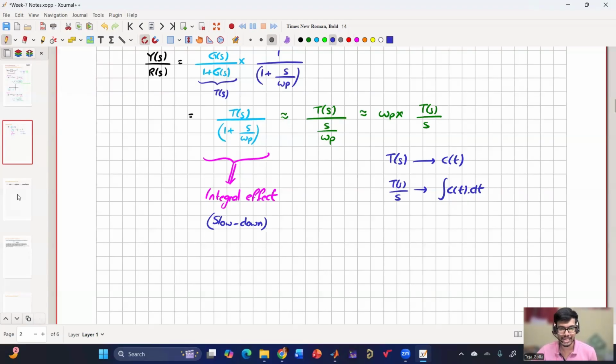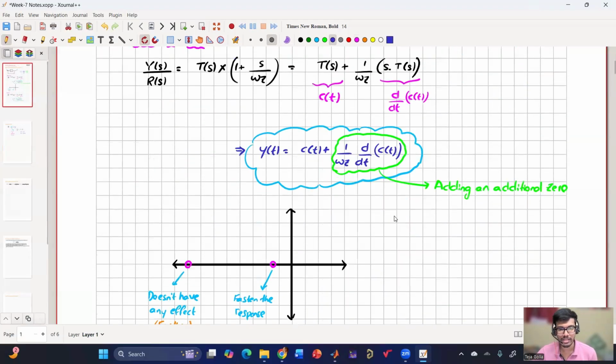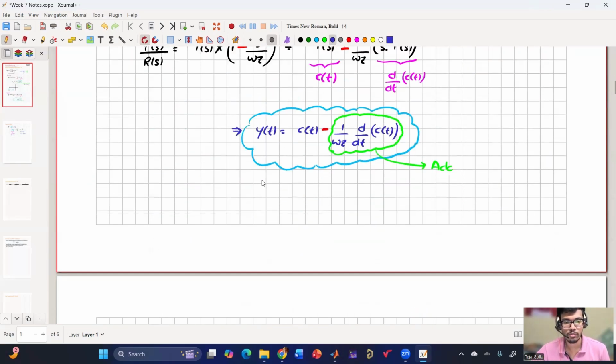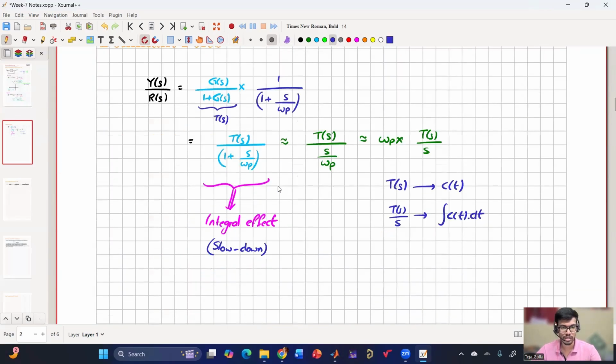So the pole is having the integral effect, whereas the 0 is having the derivative effect. So this is the derivative effect because of the 0. And then if we add the pole, it will have the integral effect, and it will try to be sluggish. So it will try to be slow. It will slow down the response. Let us see. Is this concept clear, Saurabh?